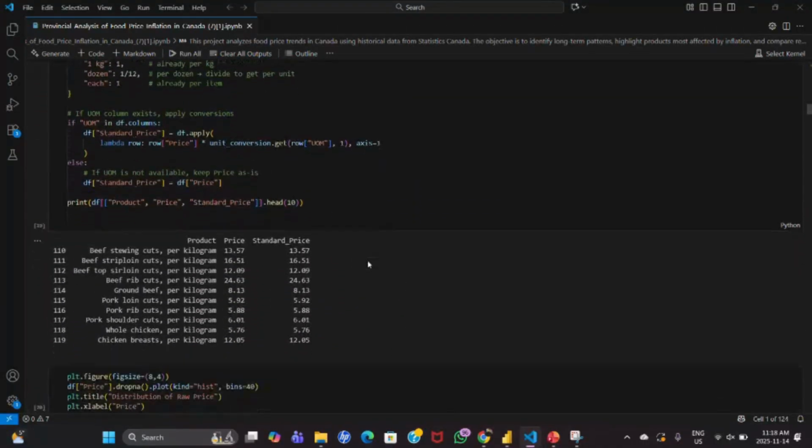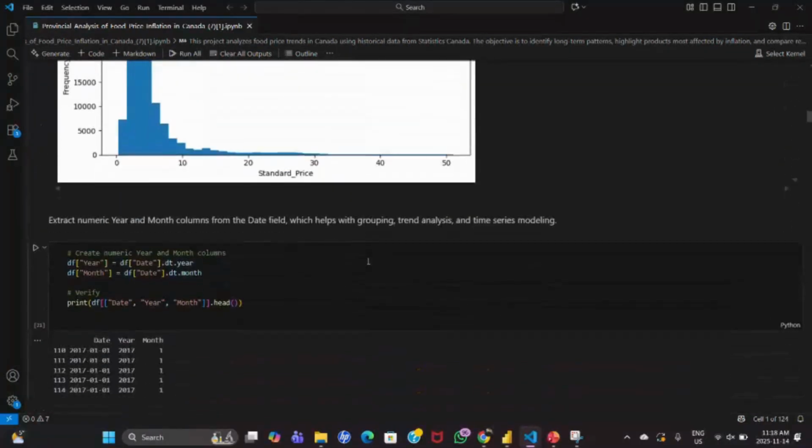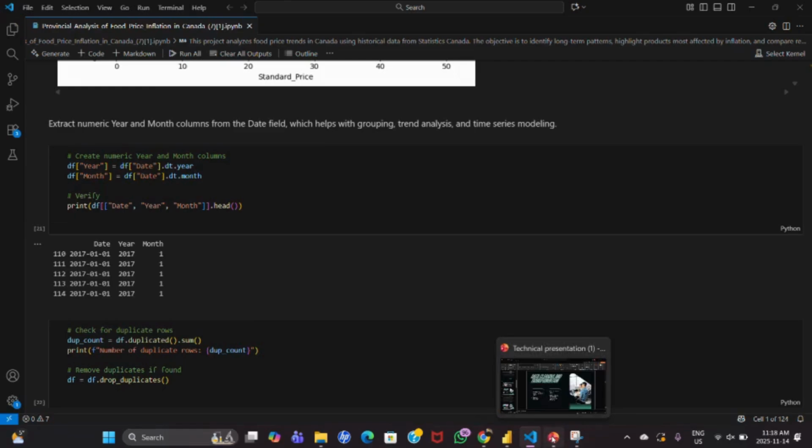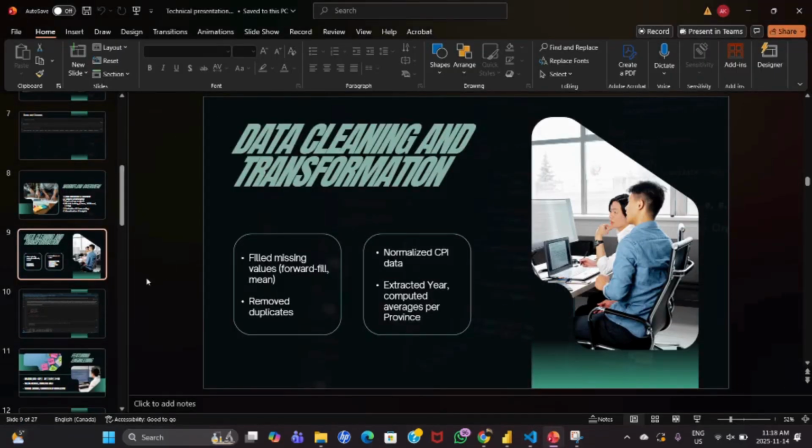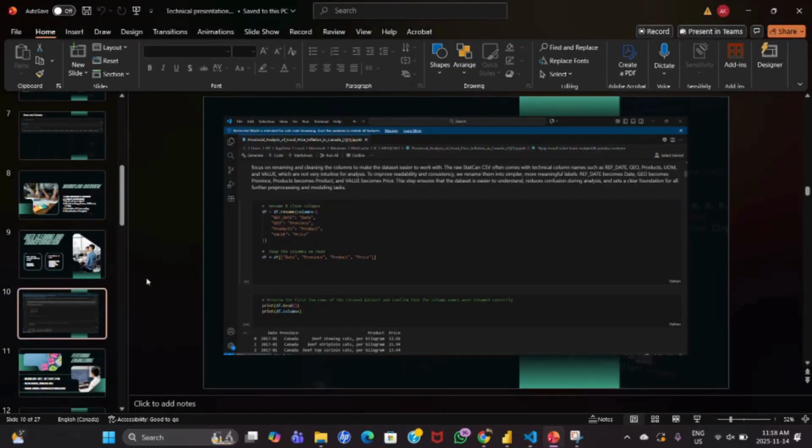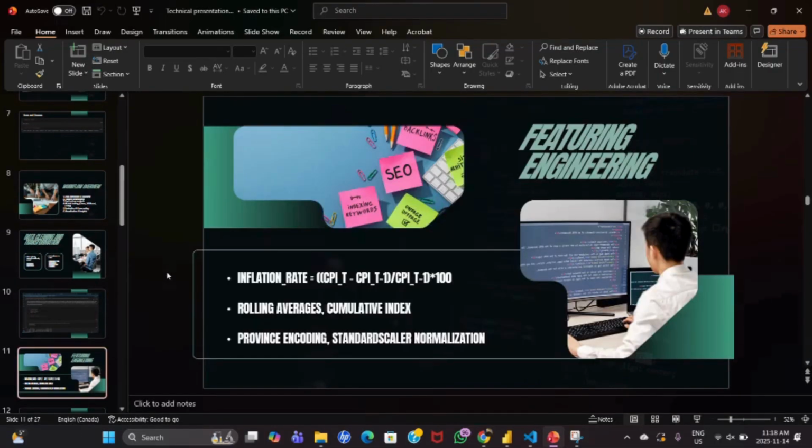So, moving forward to the next step, which was feature engineering. Here's the screenshot of the code. Next step is feature engineering, where we generated new variables that help the models detect patterns. The most important engineered feature was inflation rate, calculated using the standard CPI formula shown on the slide.